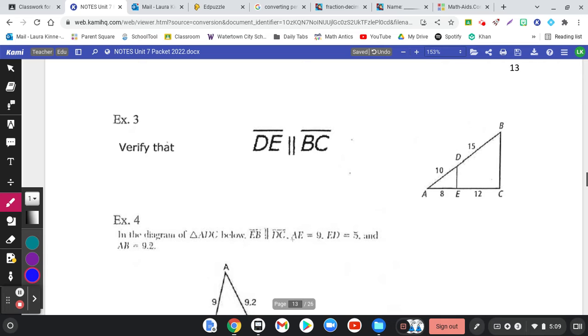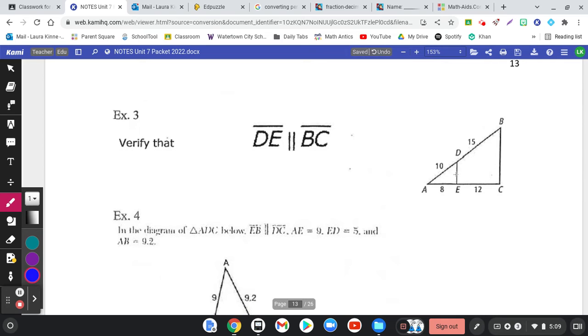Whoops. Again, this shifted a little bit, so if yours is not on the same page as this, that's okay.